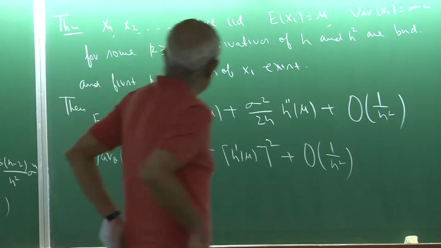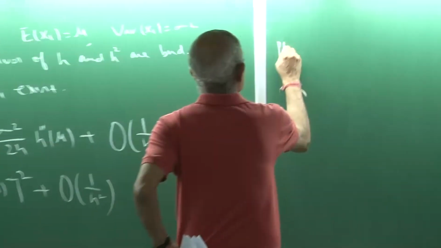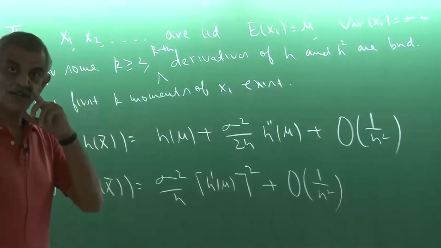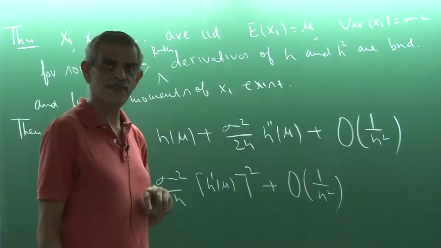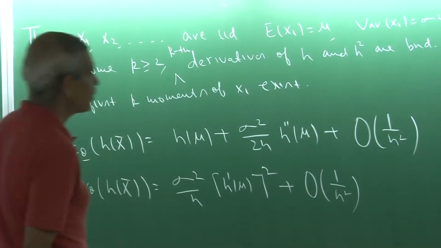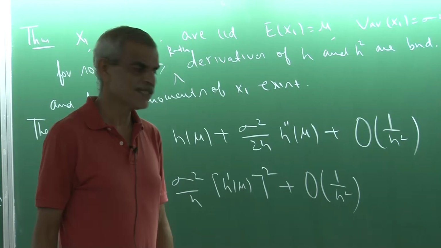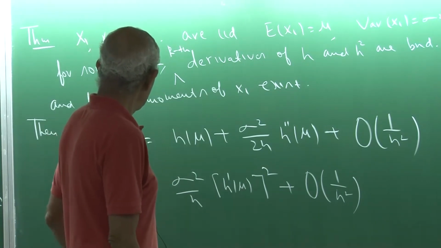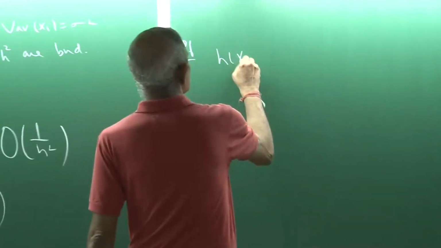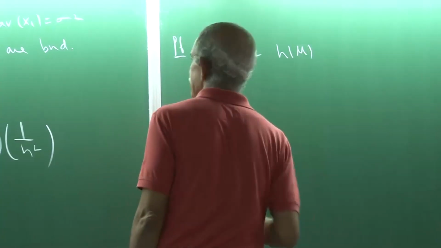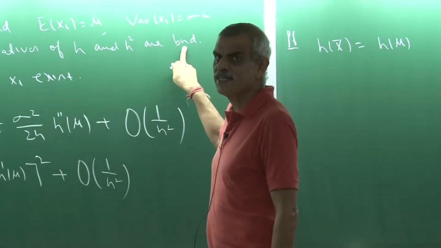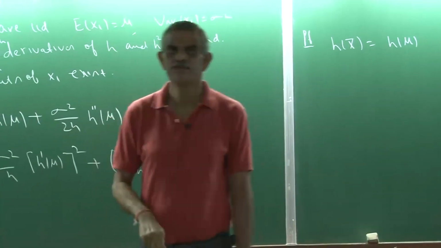The idea is just using the Taylor series expansion. So first I use the Taylor series expansion for h of x bar. I am given that the first k derivatives of h are bounded, so that means the kth derivative of h is bounded. So I take my Taylor series expansion of h around mu. Actually what I need here is that the kth derivative of h and h square are bounded in a neighborhood of this mu.